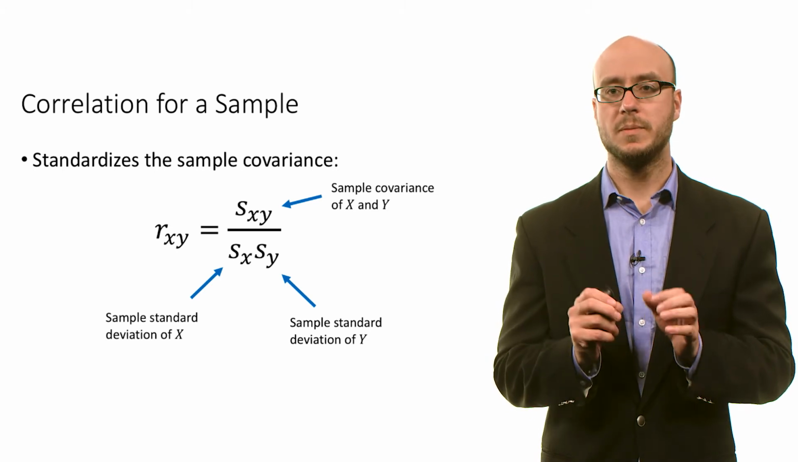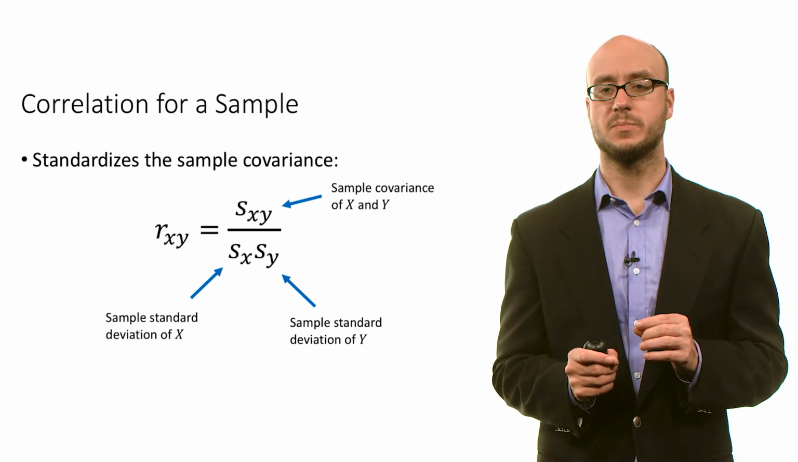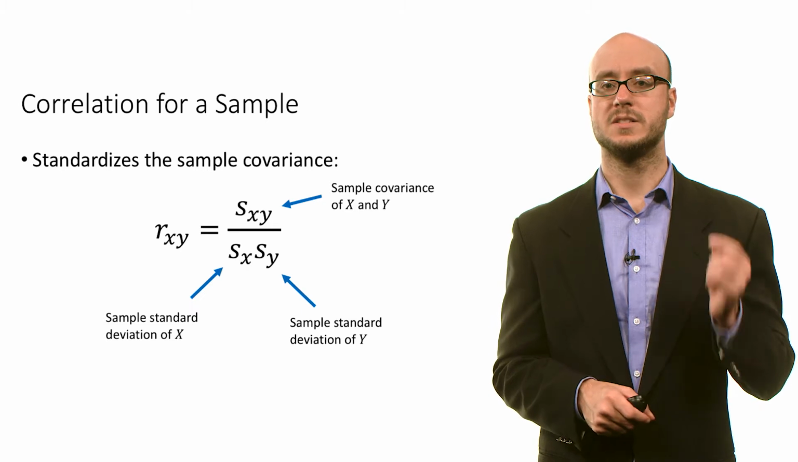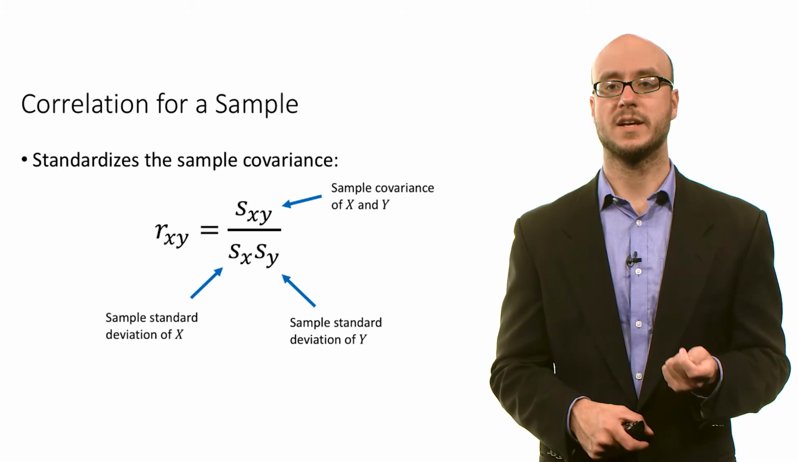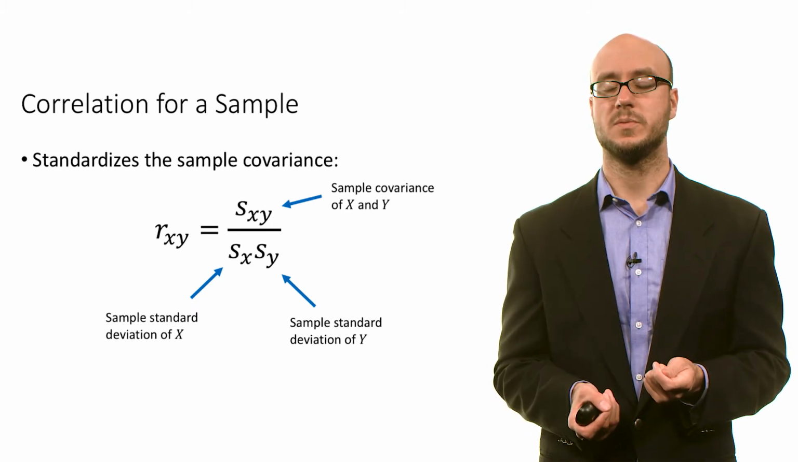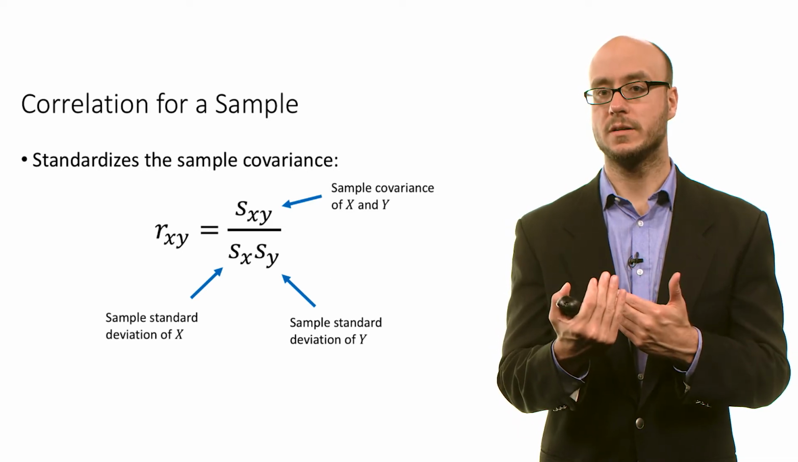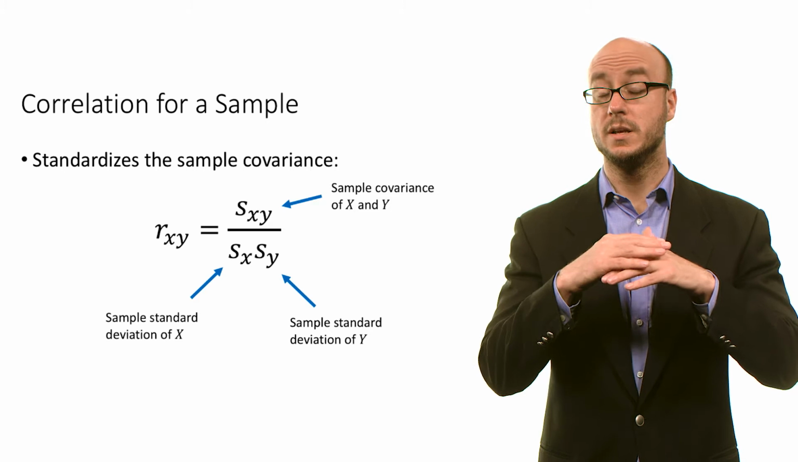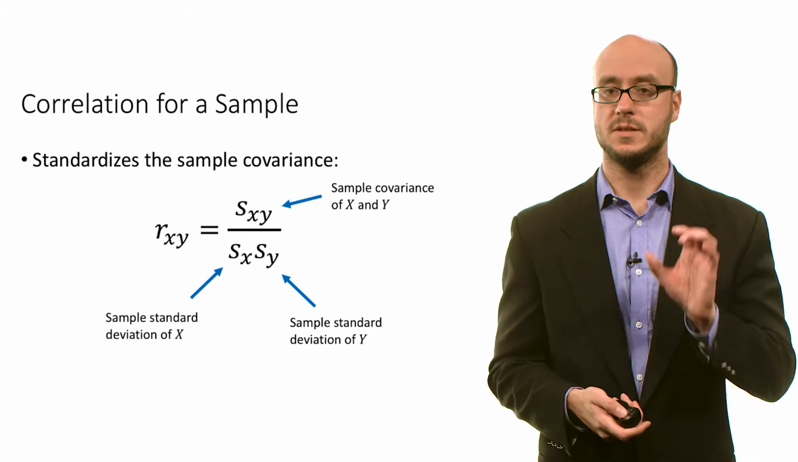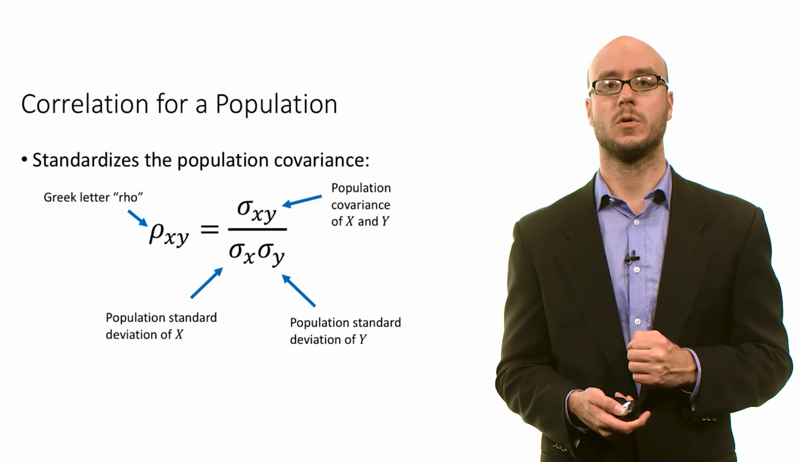Intuitively, keep in mind that the sample covariance is expressed in units of X and Y, the sample standard deviation of X is expressed in units of X, and the sample standard deviation of Y is expressed in units of Y. Well, those units cancel each other out, and so the correlation ends up being unitless. This is an important property of correlation.